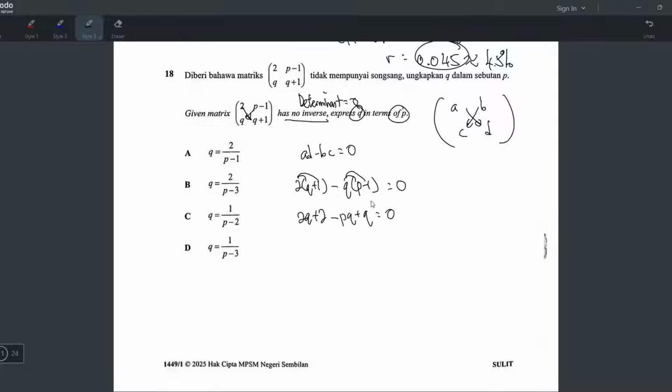Okay, before I continue, I just want to mention why. Why the determinant 0 is because when you find inverse, the formula is 1 over AD minus BC, and then this is D, this is A, this is negative B, negative C. This is the formula to find inverse.